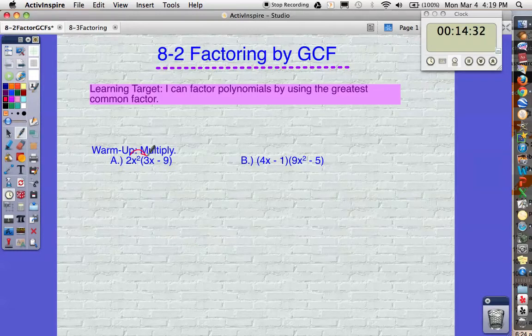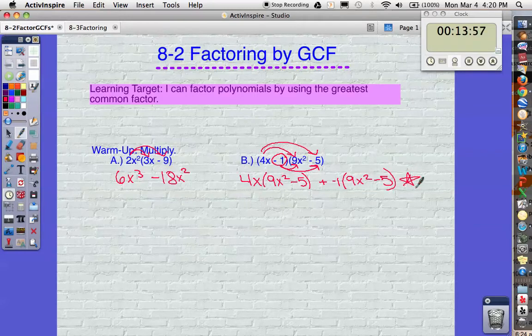Pause the video, multiply these out, and then click play again to hear the answers. So remember when we multiply, we're distributing this 2x squared. We would have 2x squared times 3x, which is going to give me a 6x cubed, and then minus 18x squared. On the second one, I want you to remember that you're going to distribute this 4x to both terms.